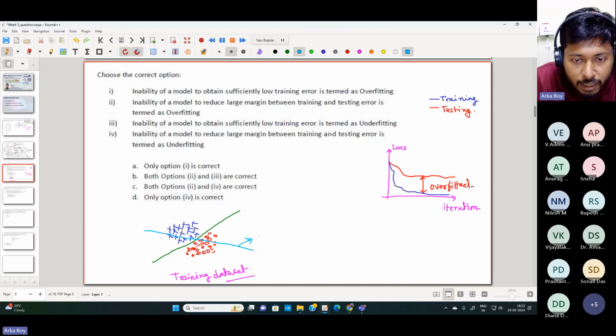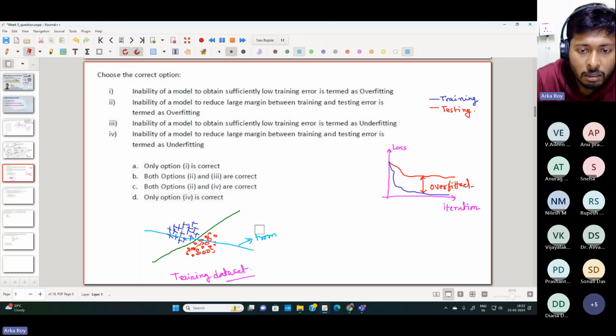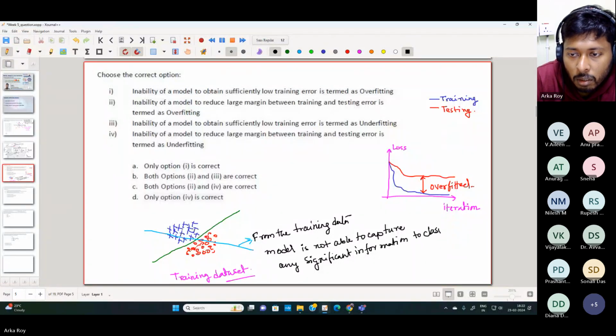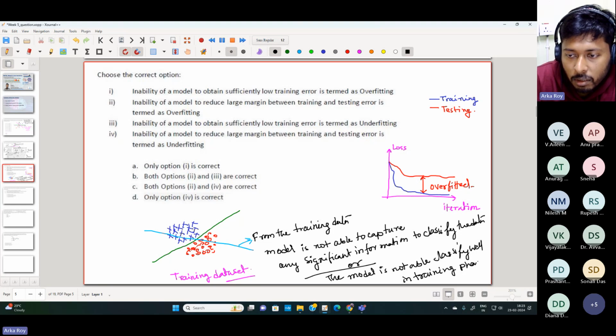So that means from the training data, the model is not able to capture any significant information to classify the data, or in other words, the model is not able to classify well in the training phase itself. That means while training itself, your model is performing very poor.